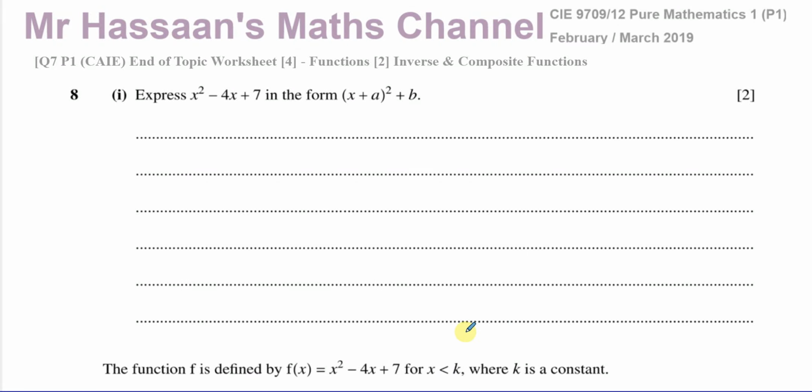Okay, welcome back. This is Mr. Hassan's Maths channel. I'm now going to answer question number 8 from the February-March 2019 International A-Level Cambridge Pure Mathematics P1 exam. This is from the 9709 syllabus. This is paper 1, variant 2 from February-March 2019.